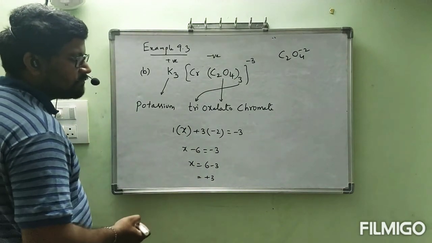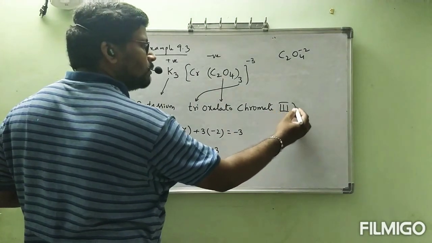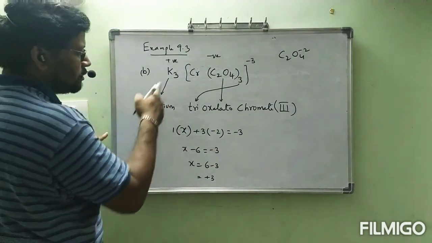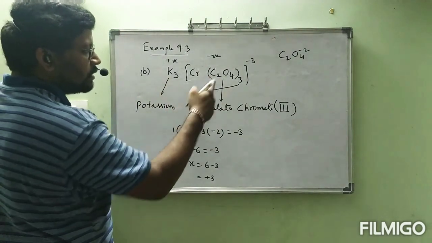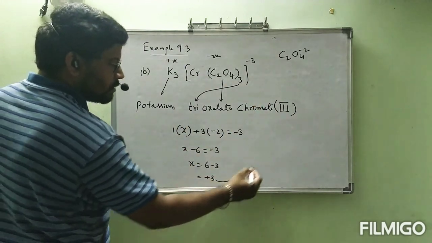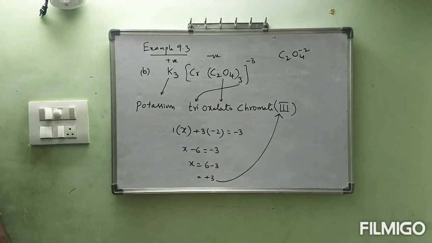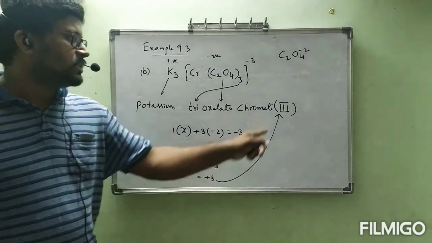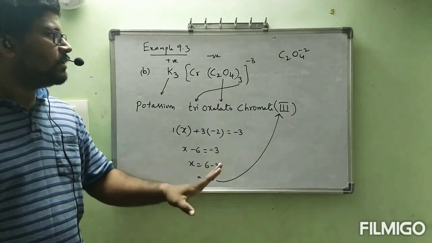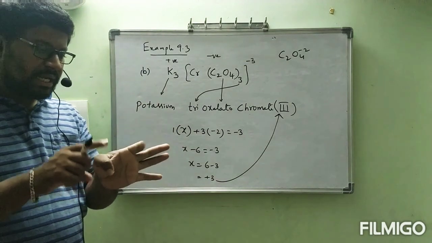What is the oxidation number of the metal? Chromium 3. Potassium trioxalato chromate(III). This is the central metal atom charge, that is, the oxidation number of the central metal atom. In this way we have to find it. B is completed. C, D, E.